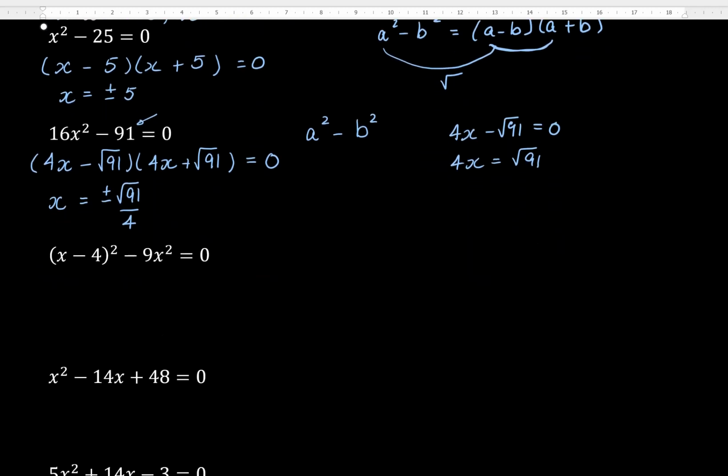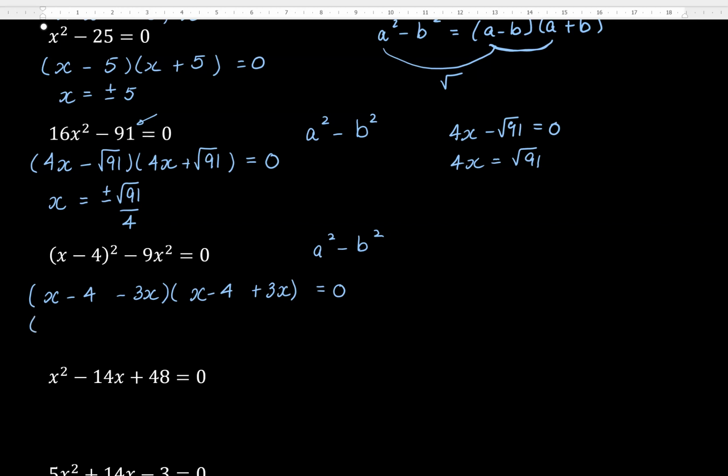Carrying on. Okay, all right, well, again, another option is you could expand, then you'd have to factorize. But I'm looking at this, and once again, I can see something squared minus something else squared. So I'm going to factorize this using difference of two squares. So what times itself gives me x take 4 all squared? Well, x take 4 times x take 4. And what times itself gives me 9x squared? Well, that will be minus 3x and then plus 3x.